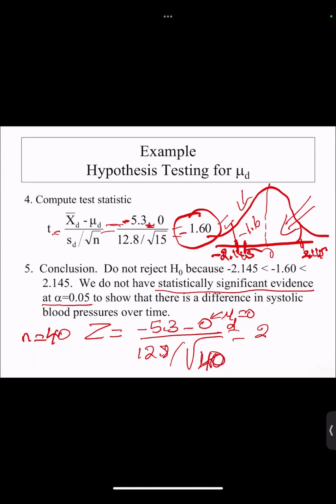Yeah, so Z would be minus 2.6. In this scenario, if I'm talking about 0.05, what is my Z critical? Minus 1.96 and 1.96, and it is outside, right? So if I had a sample of 40 with a mean difference of 5.3 and all being the same standard deviation, the result would have been minus 2.6, and my decision would actually be to reject H0 rather than accept H0, right?